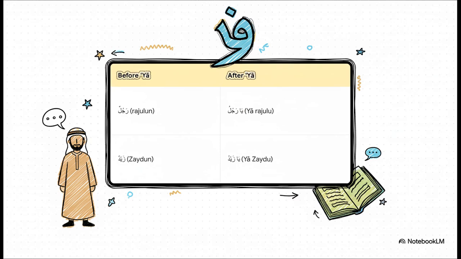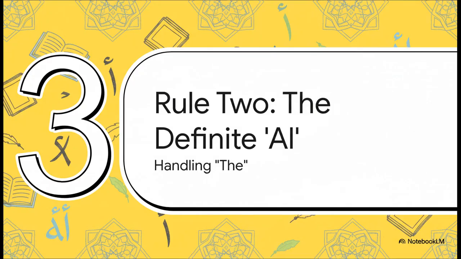Let's look at it in action. A word like rajulun, which means "a man," becomes ya rajulu, "O man." A proper name like Zaidun becomes ya Zaidu. See that? The "un" sound just becomes "oo." The tanween vanishes. Simple as that. That's rule number one.